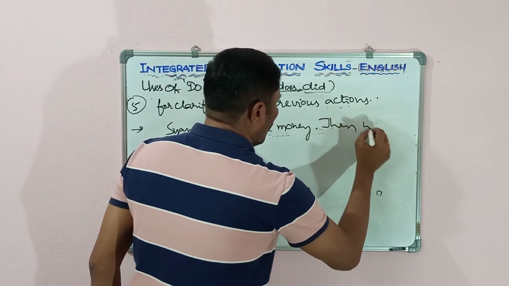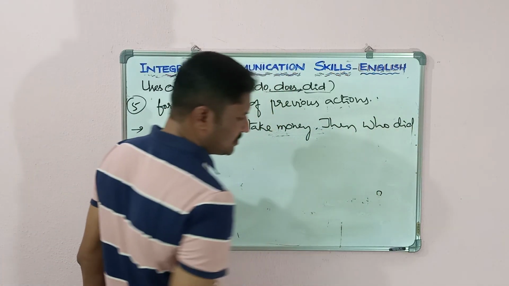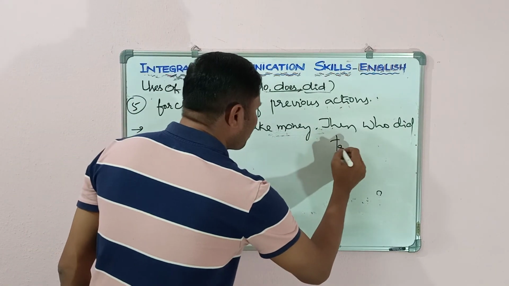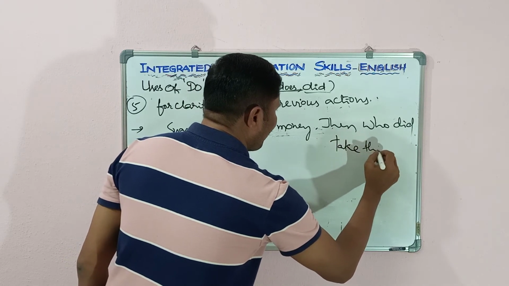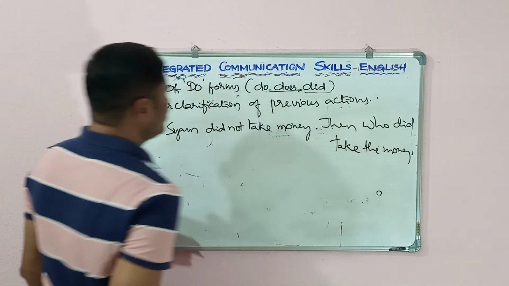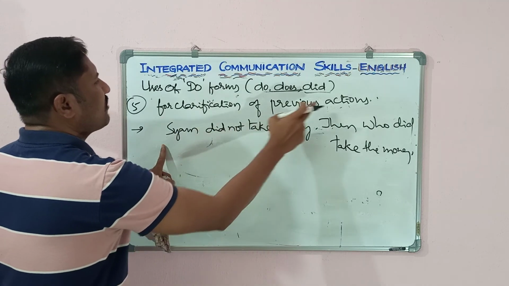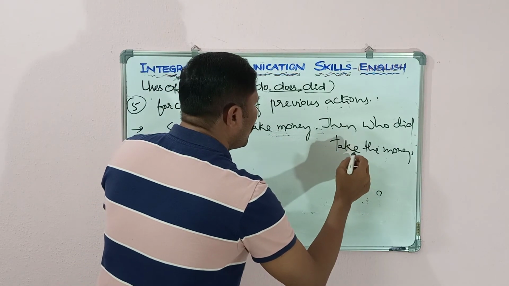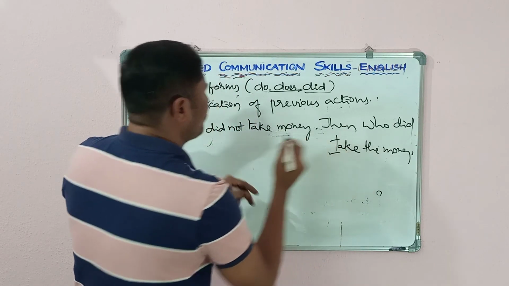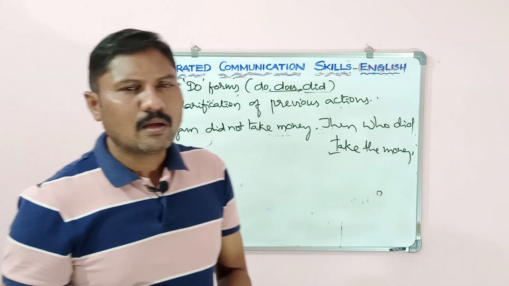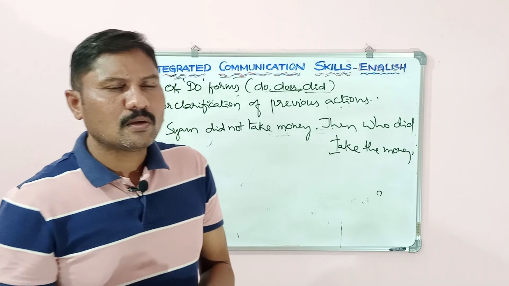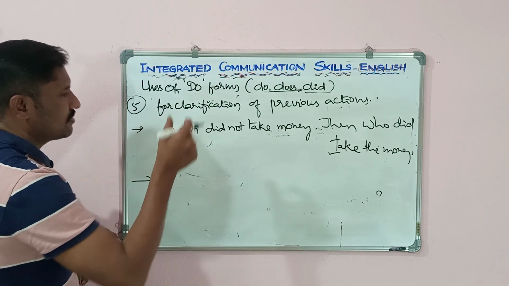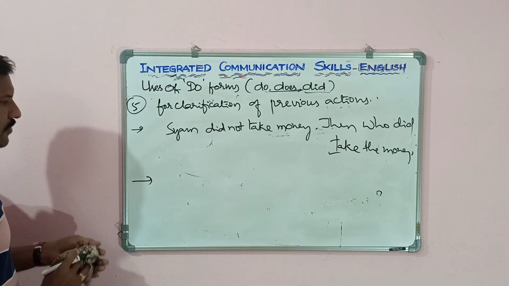Then who did? Okay. Then who did take the money? This is the sentence for clarification of a previous action. Shyam did not take the money. Then who did take the money? This is for clarification he is asking. Shyam did not take it, but who did? For this type of clarification, we can use this did form.